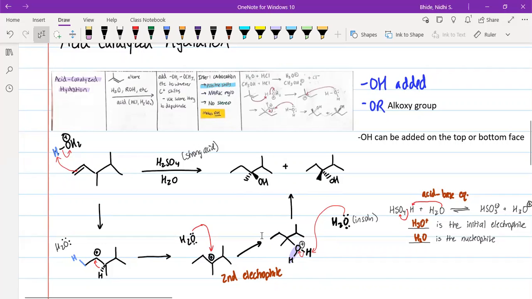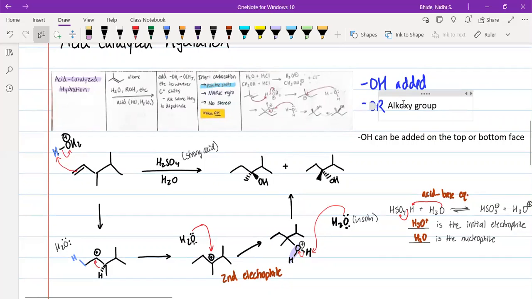And because I said that you can attach that OH group on the top or bottom face, I have one product drawn where the OH is on the top and one product drawn where the OH is on the bottom. And depending on which face I put the OH on, the methyl group went to the opposite face accordingly.